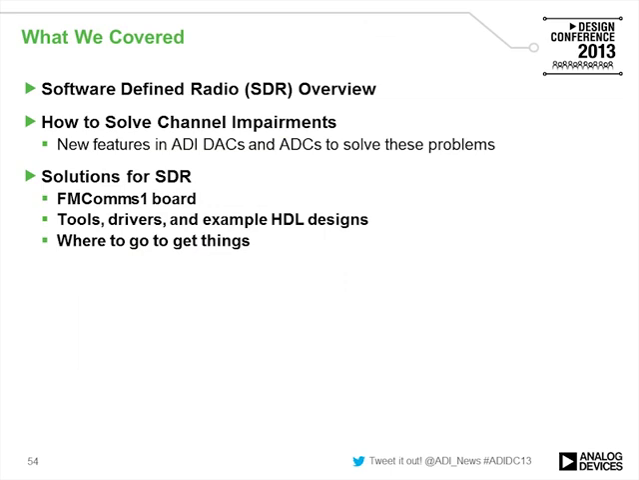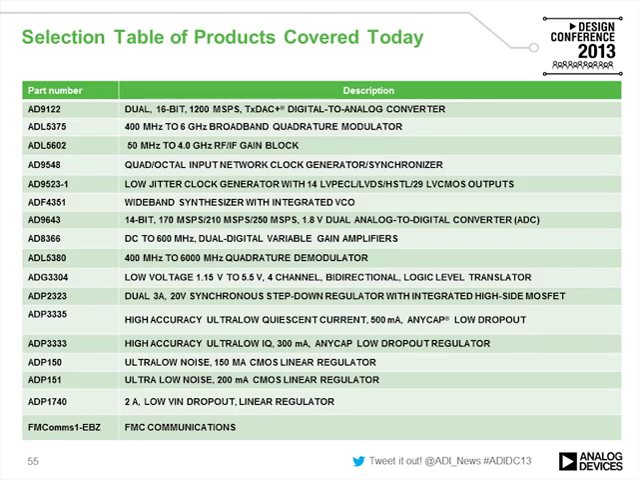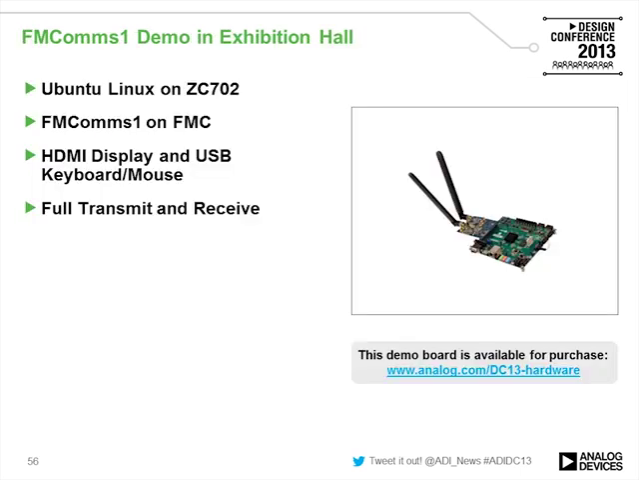So, in conclusion, we talked a little bit about software-defined radio, how to solve these channel impairments, solutions for the SDR, which included the FMC Comms 1 board, tools, drivers, example HDL designs, where to go to get things. We looked at a combination of these products. So here's just a quick picture of what you can see on the exhibit hall. Ubuntu Linux running on the Z board or the ZC702, FMC Comms 1 on the Zynq. We'll be able to interact with it from an HDMI display and USB keyboard and mouse. And this does provide full transmit and receive, and all these things are available for purchase.